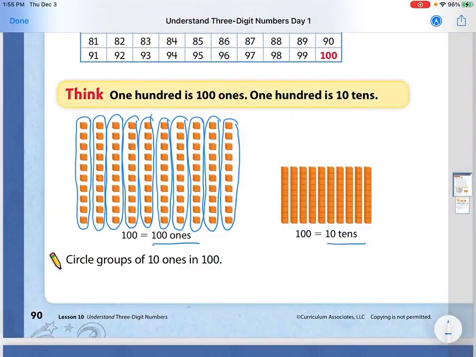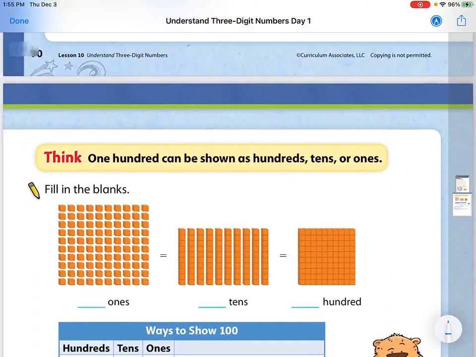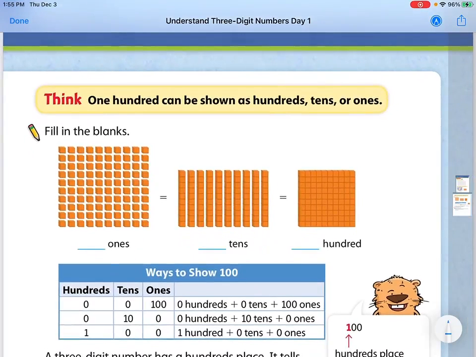Okay, I hope you finished circling your groups of 10 ones. You should have 10 groups circled. All right, let's move on to the next page. Now you should be looking at page 91 at the top. It says that in this think about it, we're saying that 100 can be shown as hundreds or tens or ones. So in this first example, it's showing us the ones, right?